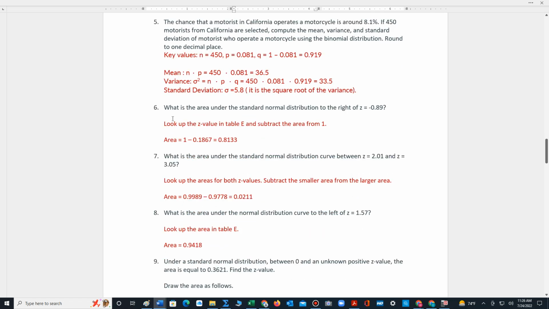Number 6 is asking us to use the standard normal distribution to look up the area to the right of negative 0.89. Well, we have to first look up negative 0.89 in table E.